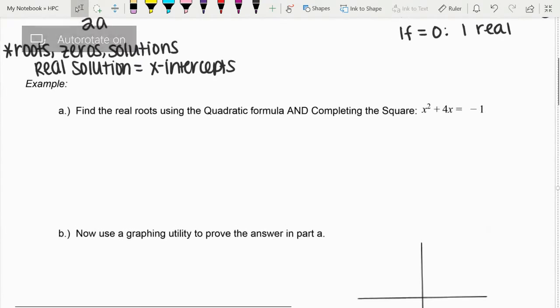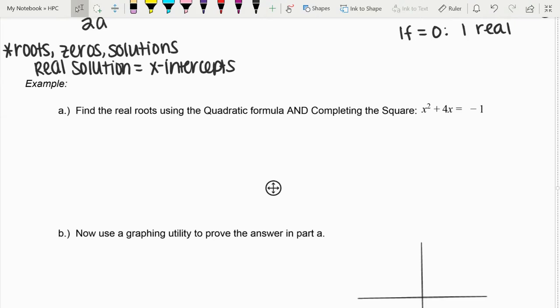Okay, let's take a look at our first example. And please keep in mind that you can pause the video at any time. If I am going too fast, pause it and then unpause and you can check your work. So we want to find the real roots using the quadratic formula and completing the square. Okay, so we have x squared plus 4x equals negative 1.